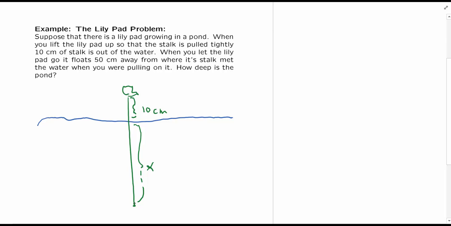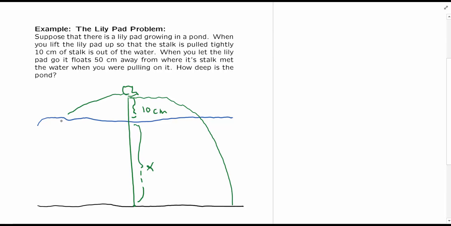Well, if I imagine this point where the lily pad attaches to the bottom of the pond as the center of a circle, so I'll just put down here, this is the surface, the bottom of the pond. Well, this ray here can be used as a radius to make a circle. So I would end up with a circle that looked kind of like this.